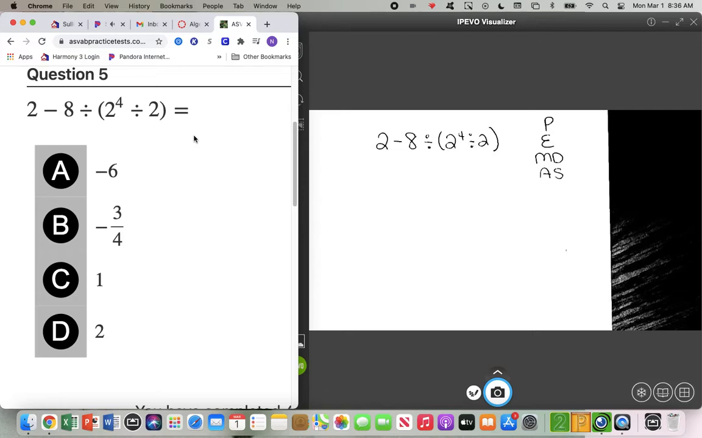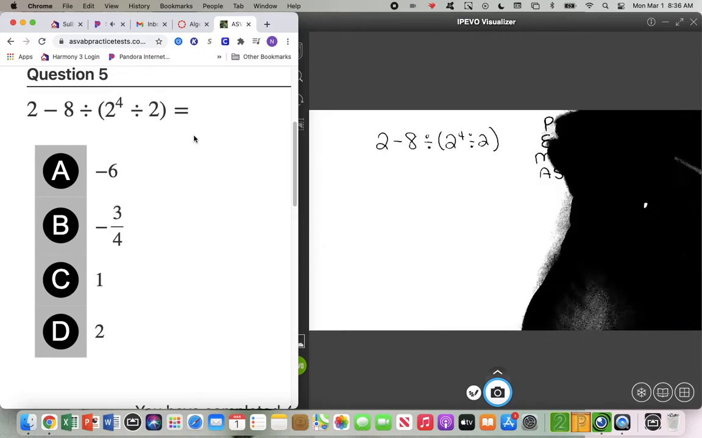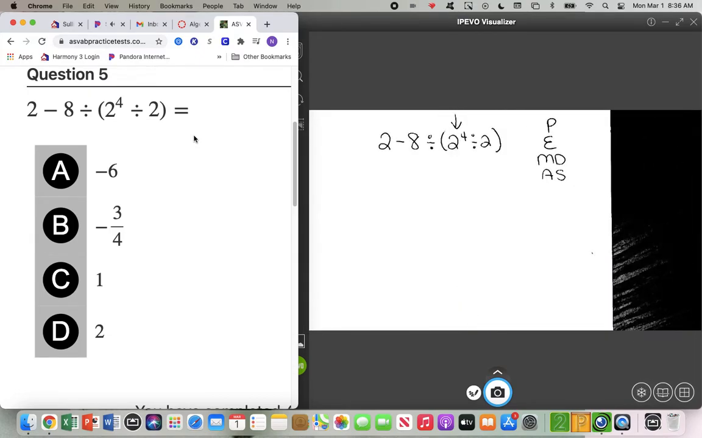You say A, B, C, or D? All right, I'm hearing lots of C's. So I want to make sure we all know how to find that number. I think knowing that number is key to getting this question right. What does 2 to the 4th power mean?